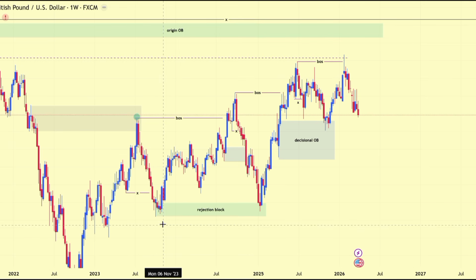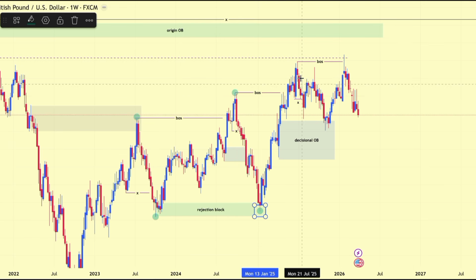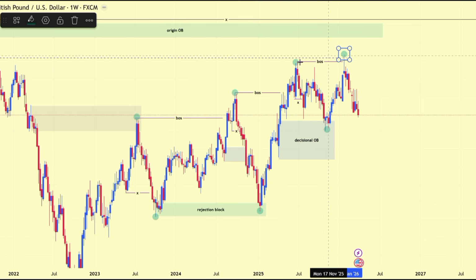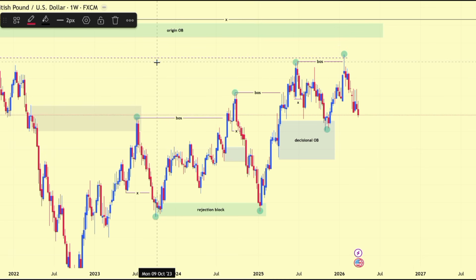Okay, so there we have it, our higher low. This one is our higher high, our higher low, of course, and this one is our higher high, our higher low, higher high. So price has taken out this, you can clearly see price has taken out this buy side liquidity, and this is the reason for the reversal.